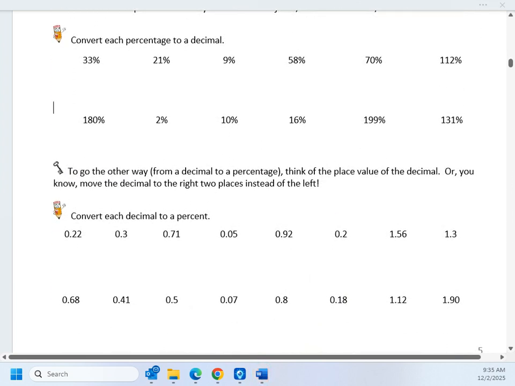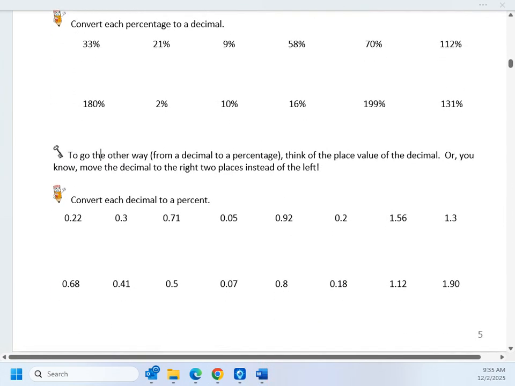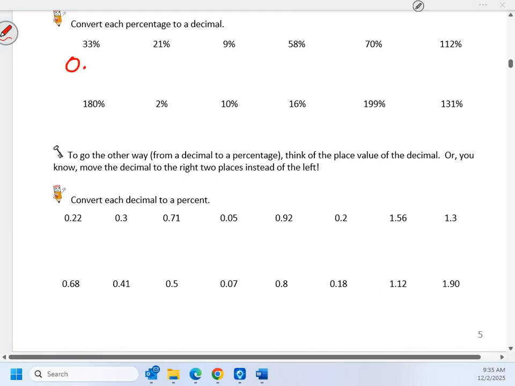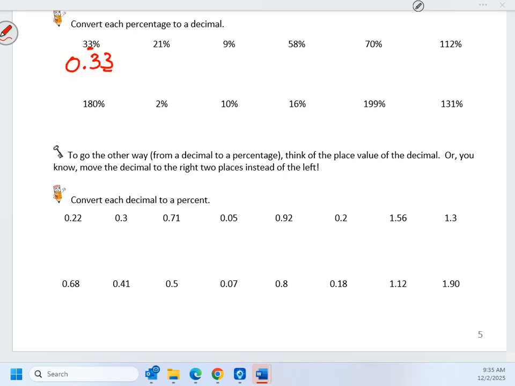So it says convert each percentage to a decimal. So 33% would be what decimal? Rhoda? 0.3313. 0.33, because we need to make sure that last digit is in that hundredth place. So you don't have to change it into the fraction. That was just getting us to understand how we're saying it and what it looks like. You can go straight to your decimal.